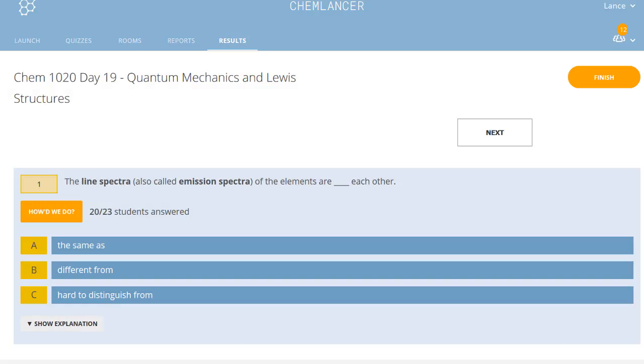We had a question waiting on the Socrative app that reads, the line spectra, also called emission spectra, of the elements are what? To each other? Correct answer there, as we saw here the other day, they were all different from each other. And we often refer to them as the fingerprints of the elements because of their unique nature.